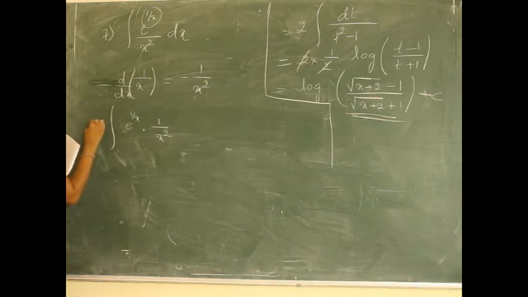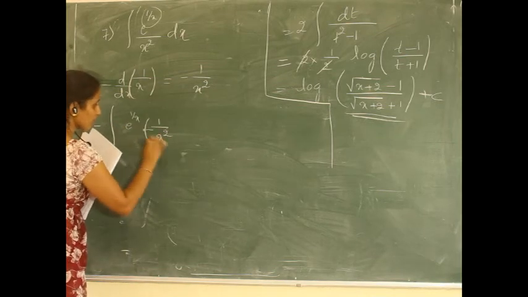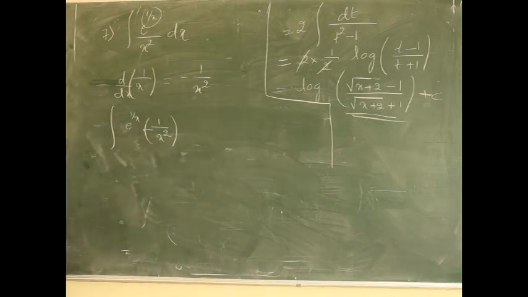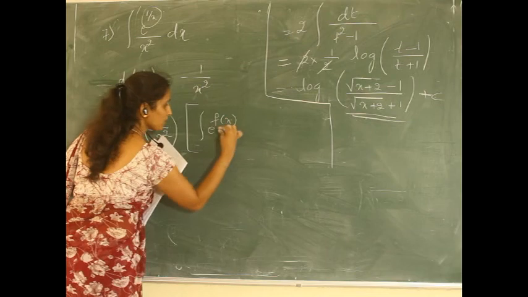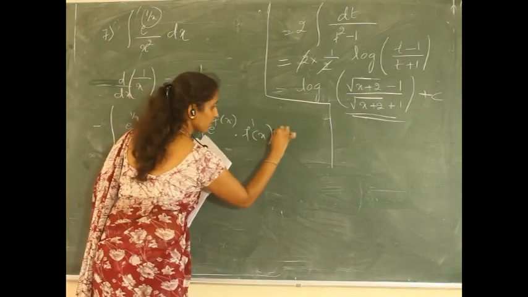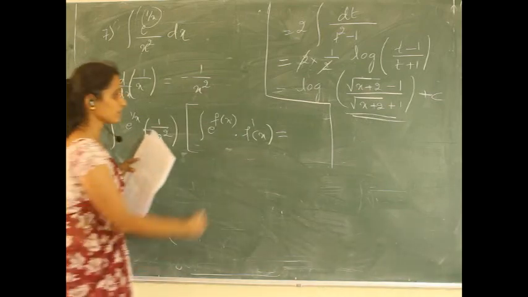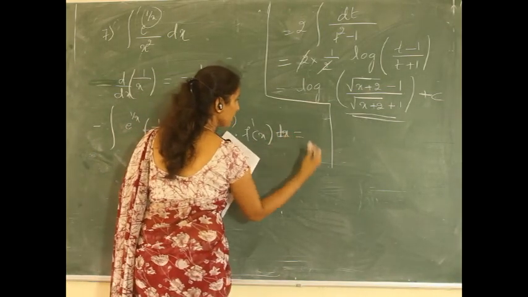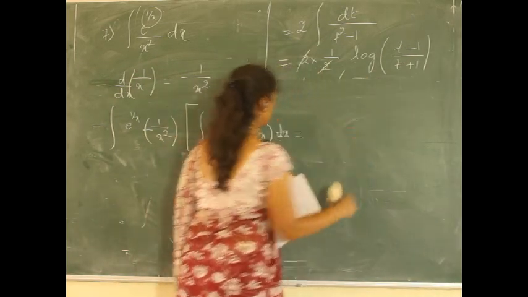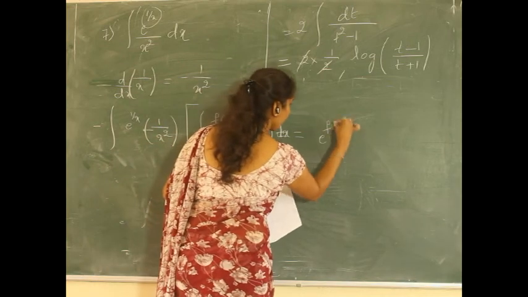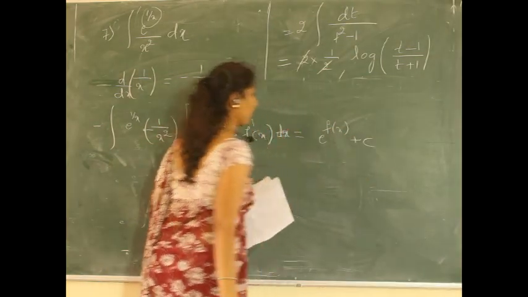So we can multiply and divide by minus 1. So it becomes minus of the integral of e power 1 by x into minus 1 by x square. Now it is in the form of the integral of e power f of x into f dash of x. What is the integral value of this? The integral of e power f of x into f dash of x is e power f of x plus c.